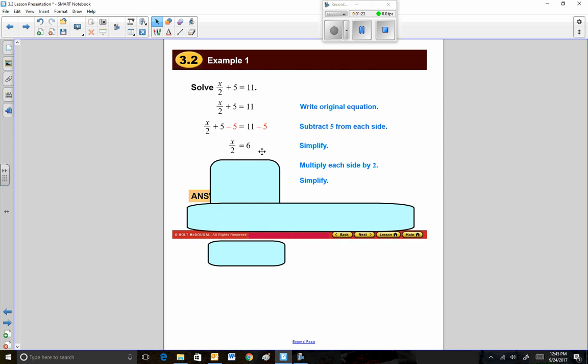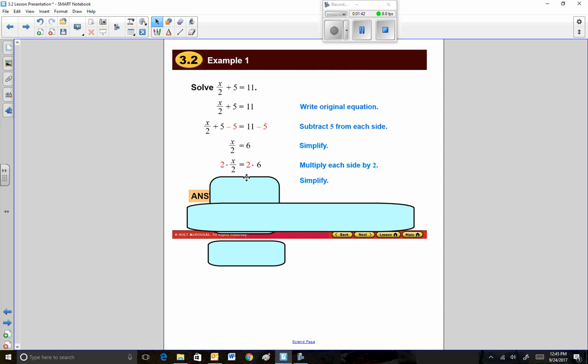Now, the final step is you have a divide by 2 written here. In order to fix that, we have to do the inverse of that, which is a multiply by 2, both sides, always to both sides. So times 2, times 2. 2 over 2 simply becomes 1x.